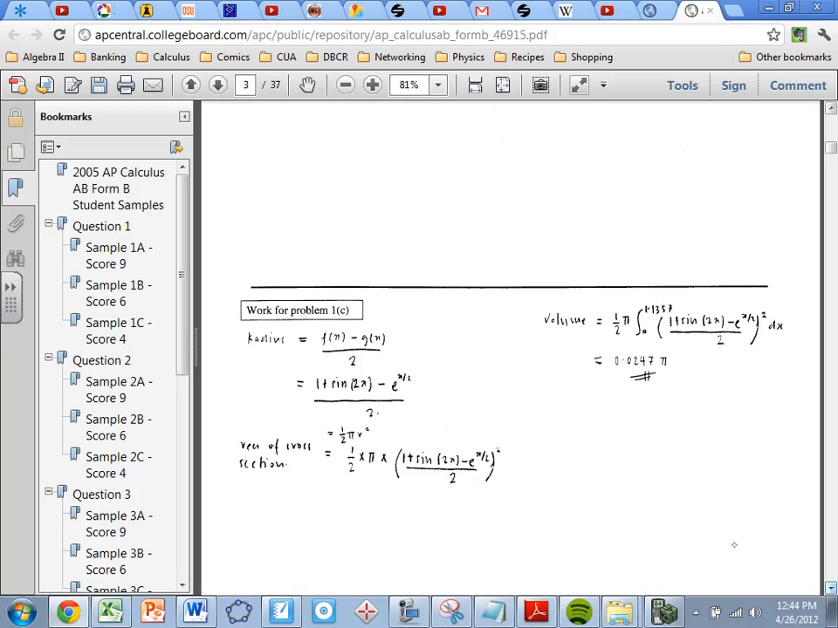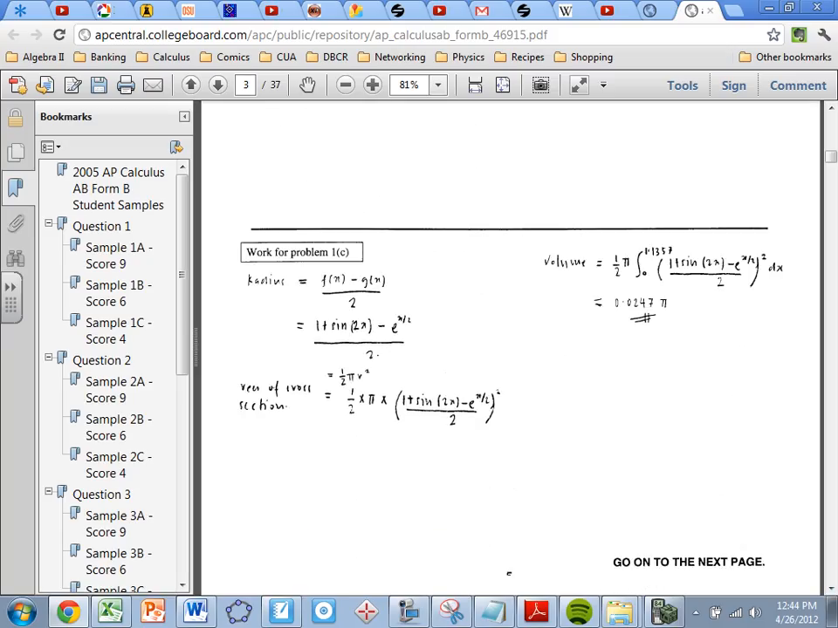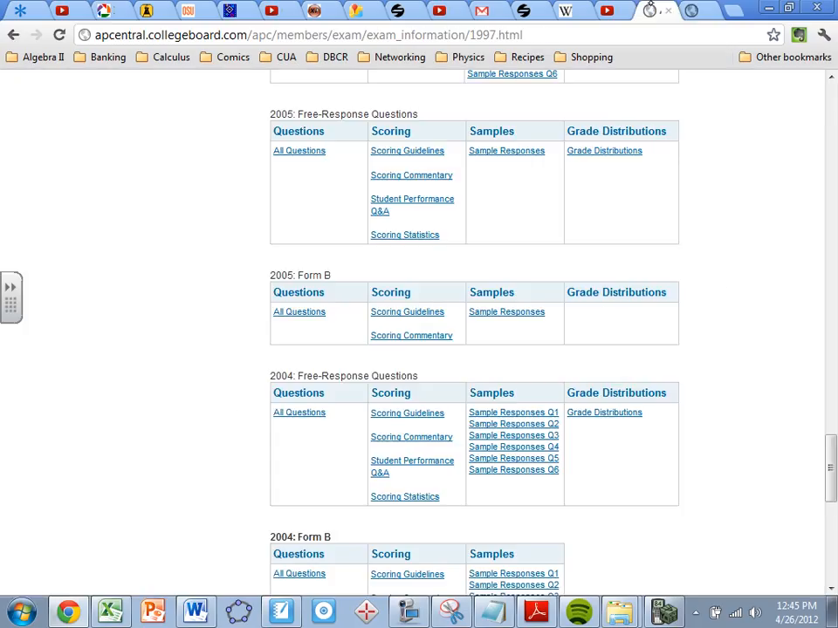Here's part C, what they did. They said the radius is f of x minus g of x over 2, which is what Jocelyn told us. We're told that the integral of anything is 1/2 pi r squared because they're semicircles. So that's each section. Then you multiply that by dx. You don't need all that extra work. Just do what I told you guys to do. But you see the sample solutions here. In addition to that, not only sample solutions, but scoring commentary.